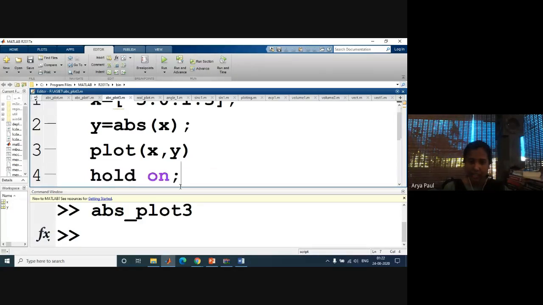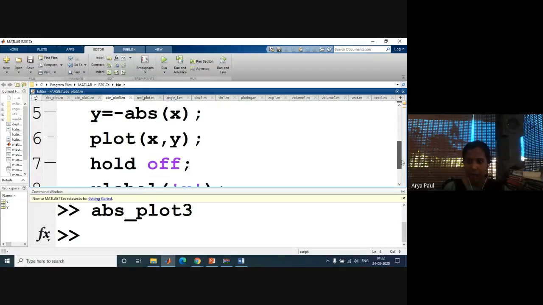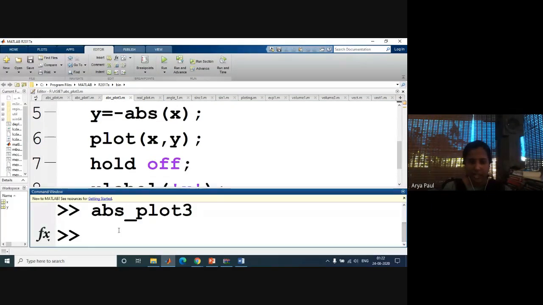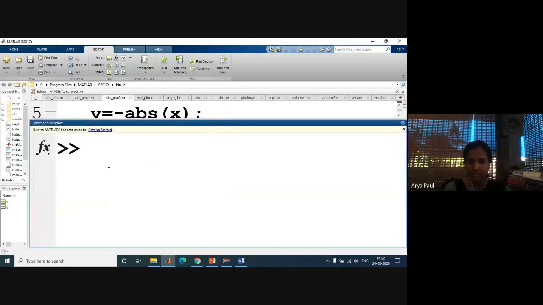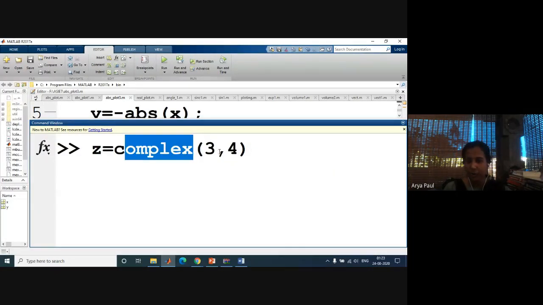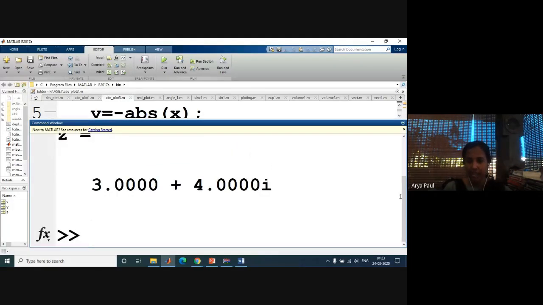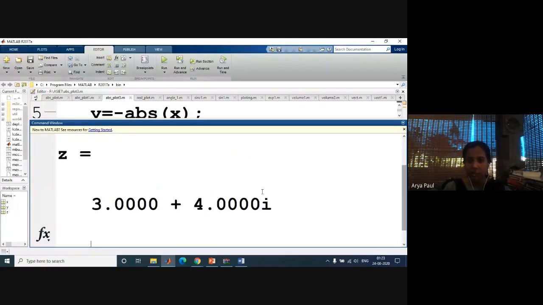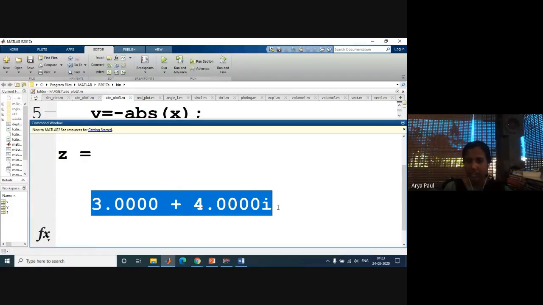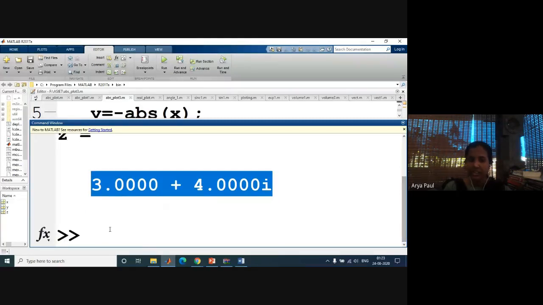So last class we discussed complex numbers, how to create a complex number. Basically the function is complex. So I am creating z equal to complex of 3, 4. I am creating a complex number using the function complex of 3, 4. If I press enter, I will get z equal to 3 plus 4i. This is in rectangular form, 3 plus 4i.